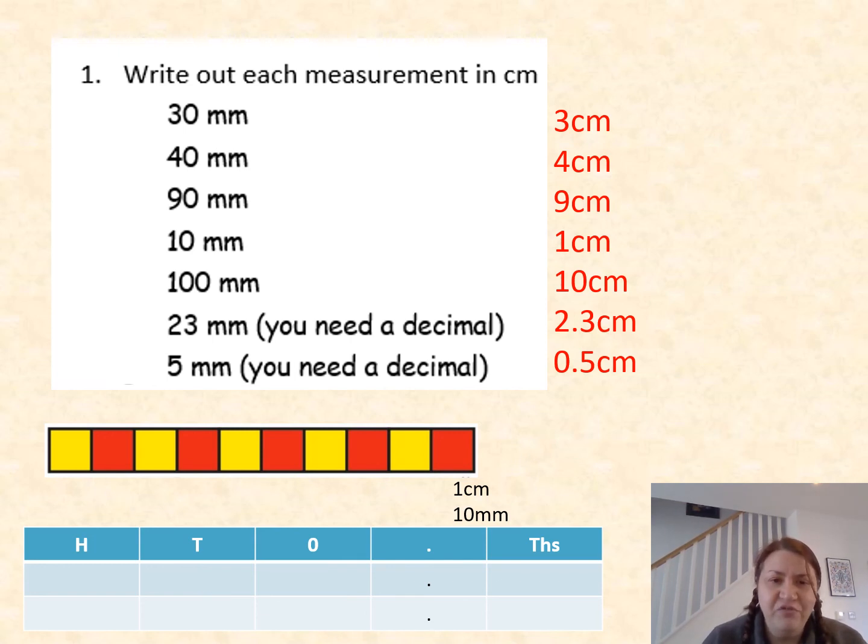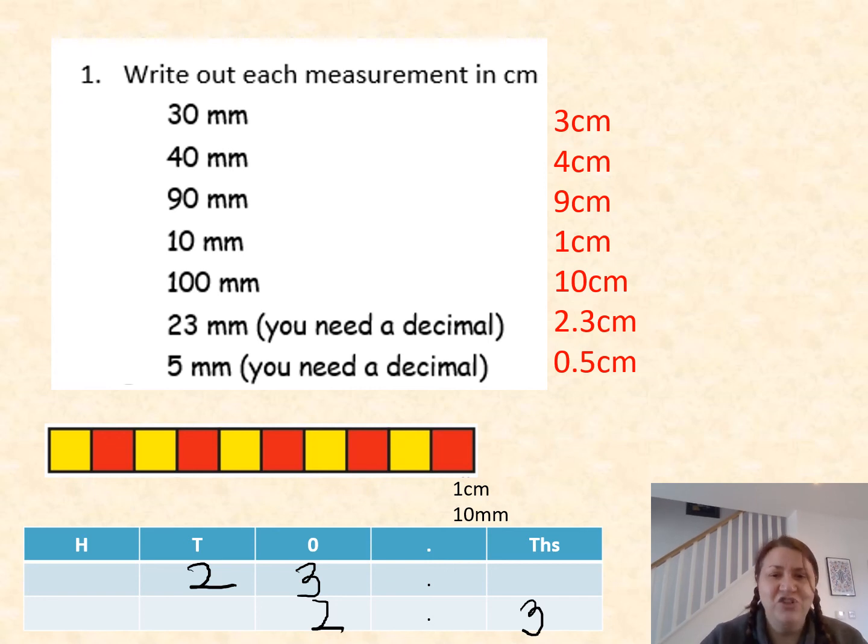the 23, we're still going to divide it by 10. So the 3 moves to here. Remember, we can't move it into the decimal place column, and the 2 moves to here. So it's 2.3 centimetres. And for the 5 millimetres, it's only half a centimetre, so it's 0.5. How did you do with those?